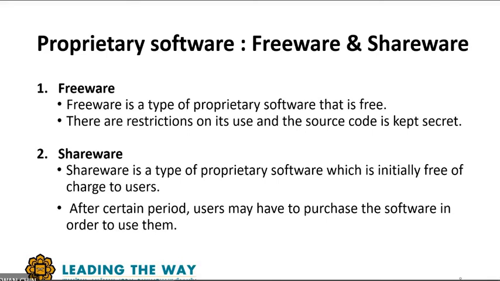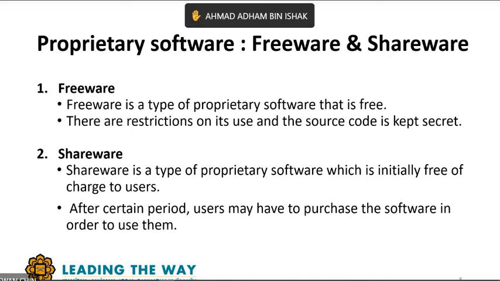Okay, the second one is the freeware. Freeware is a type of proprietary software that is free, but the user cannot change the source code because the source code is kept secret. For example, WhatsApp, Instagram, Facebook, apa yang korang install semua tu is free software. But you cannot do any changes, either you want to install or uninstall from your devices. Itu saja yang kita boleh buat. So if you install, then you can use the program. And the third one is the shareware.